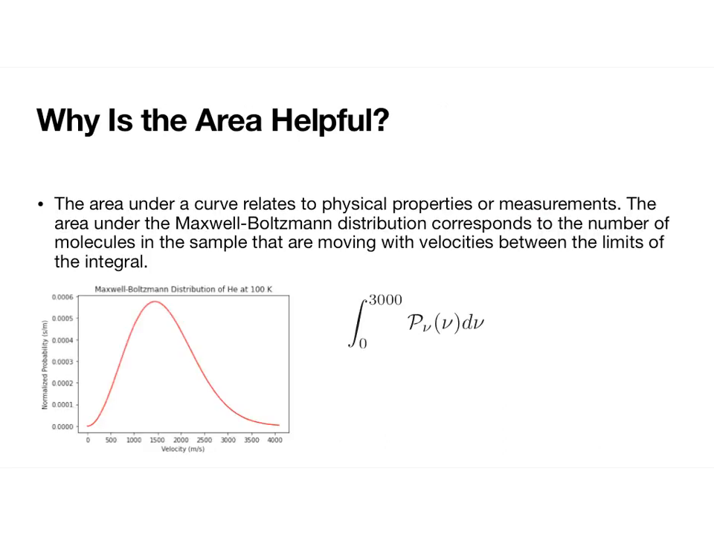Why is this helpful? Well, it really relates to physical properties or measurements. The area under a Maxwell-Boltzmann distribution corresponds to the number of molecules in a sample that are moving with velocities between the limits of the integral. So whenever you see this, the y-axis is going to be helpful. When we see probability, it's really a count. Now, it's sort of a fractional count, like part per whole, what percentage of the molecules are moving with this speed. But it is a count. And so if we can integrate over a probability distribution, we can get a number of molecules. But that resultant is going to be related to your y-axis, and so keeping an eye on that is going to be important.